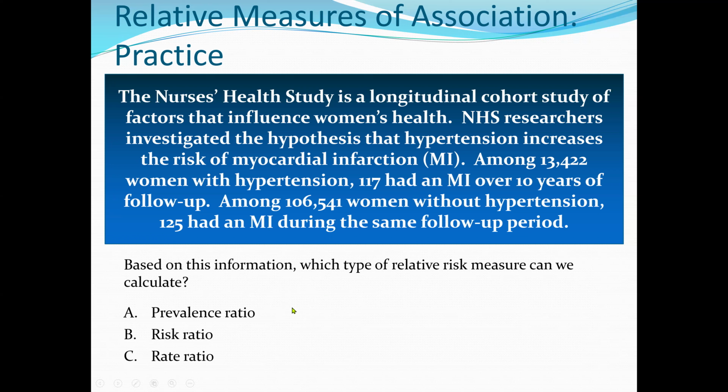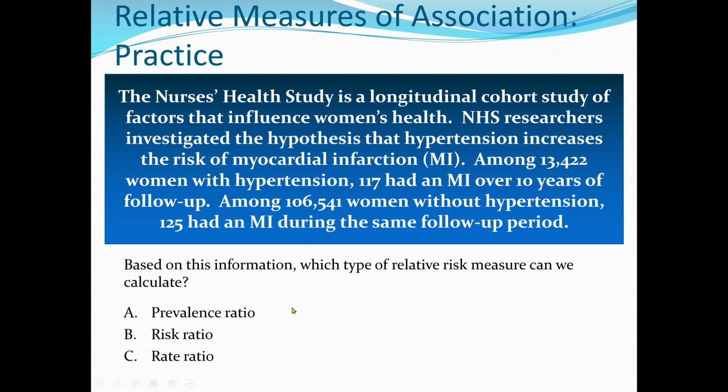So among 13,422 women with hypertension, 117 had MI over 10 years of follow-up. And also among 106,541 women without hypertension, 125 had an MI during the same follow-up period. So the risk ratio will be the cumulative incidence of the exposed divided by cumulative incidence of the unexposed.